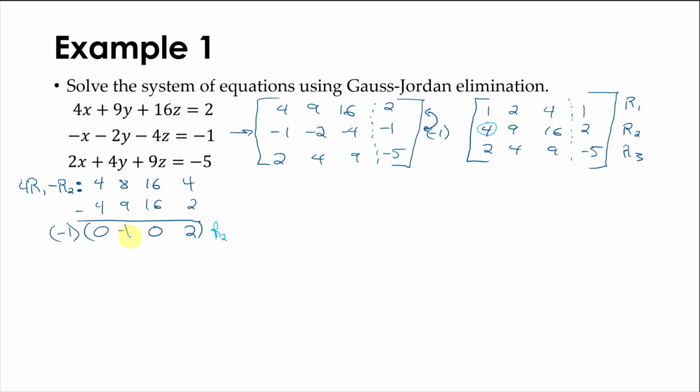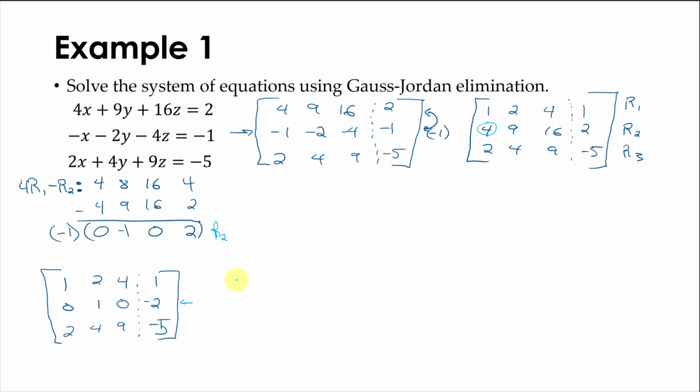And my first non-zero is a -1, but again, I want that to be a positive 1, so I'm going to go ahead and multiply that by -1. And when I do that, my matrix looks something like this. So this is my new row 2 that we're plugging in right here.